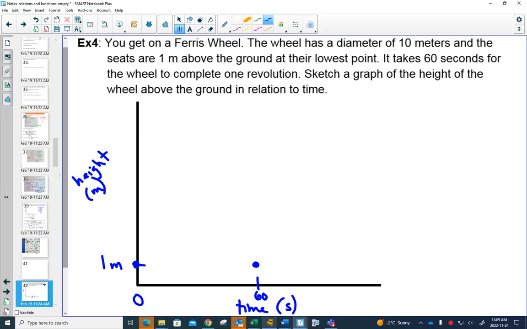How high would you be? Where would you be at 30 seconds? At 10? Close. The diameter is 10. So does it make sense that at 30 seconds you'd be right at the top? Yes. Okay. So how high above the ground is that? Not 10. 11, right? Because you started 1 meter up. The diameter was 10. That would make it go up to 11 meters.